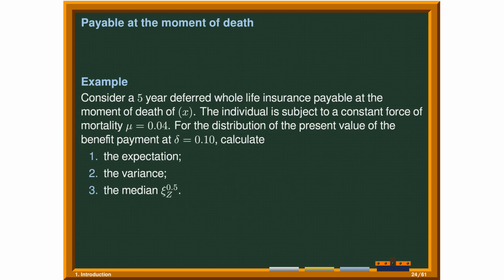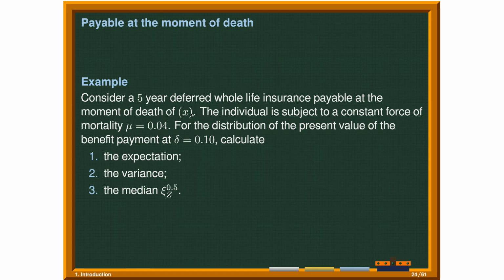Here is another example. Consider a 5-year deferred whole life insurance payable at the moment of death of a person aged x. The individual is subject to a constant force of mortality, mu equal to 0.4, for the distribution of the present value of the benefit payment at delta equal to 0.10. We want to find 1, the expectation, 2, the variance, and 3, the median of the distribution of Z.